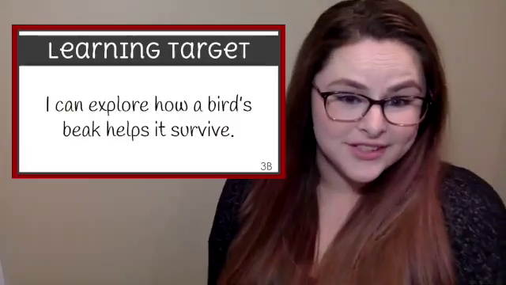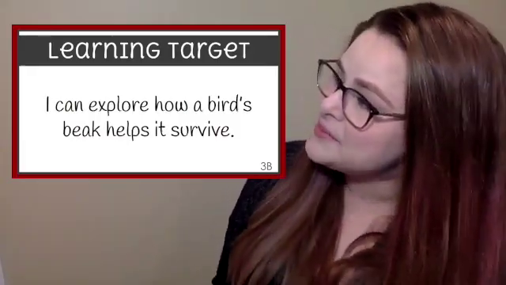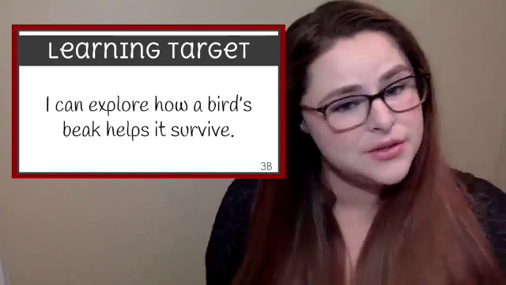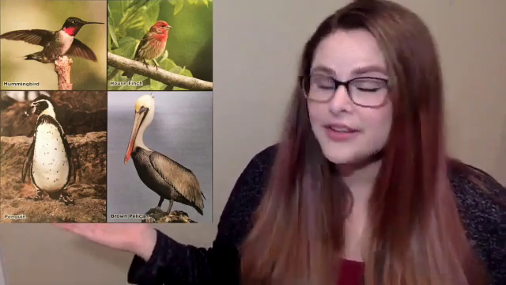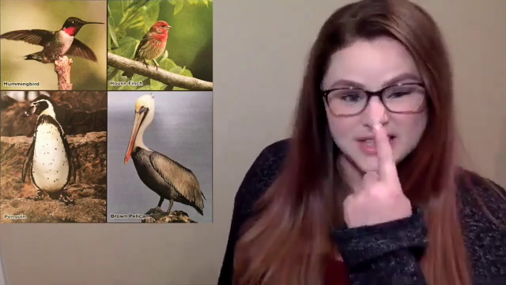Our learning target for today is: I can explore how a bird's beak helps it to survive. So we are going to be figuring out some of those adaptations that different birds have, that physical adaptation of their beak and how they use it. We will be looking at these four birds in particular. We have the hummingbird, the house finch, the penguin, and the brown pelican. We are going to figure out how each of these birds have different beaks and how they use them differently than one another.